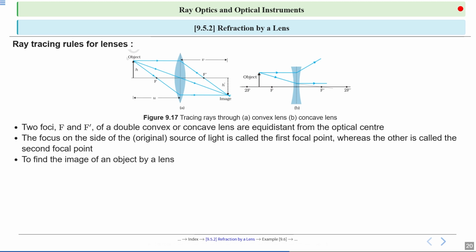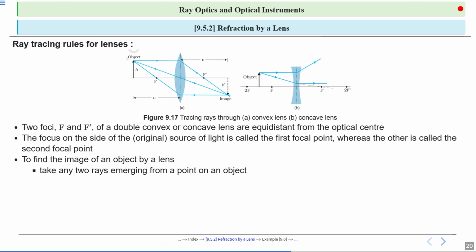To find the image of an object by a lens, take any two rays emerging from a point on the object. So ray tracing rules are similar to ray tracing rules in the mirrors also. A large number of rays are emerging from a point on the object, but we have to take at least two rays to form an image on the other side, or on the same side in the case of concave lens.